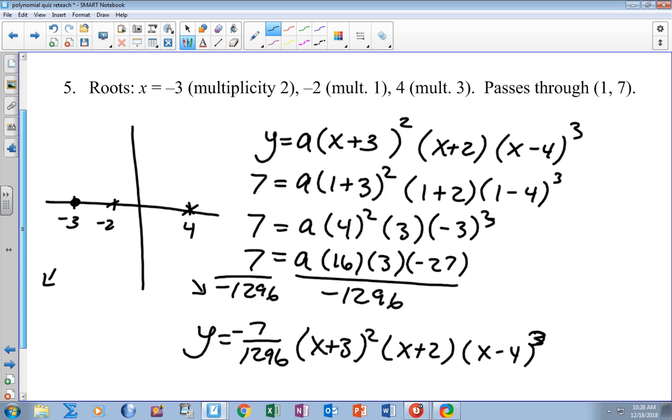So now we're going to go ahead and graph this. So we're going to come up, we're going to bounce off of here because it's a multiplicity of 2, come down, go back straight through negative 2, right? And then we're going to come down and we're going to curve right through 4 and then go straight down to negative infinity.